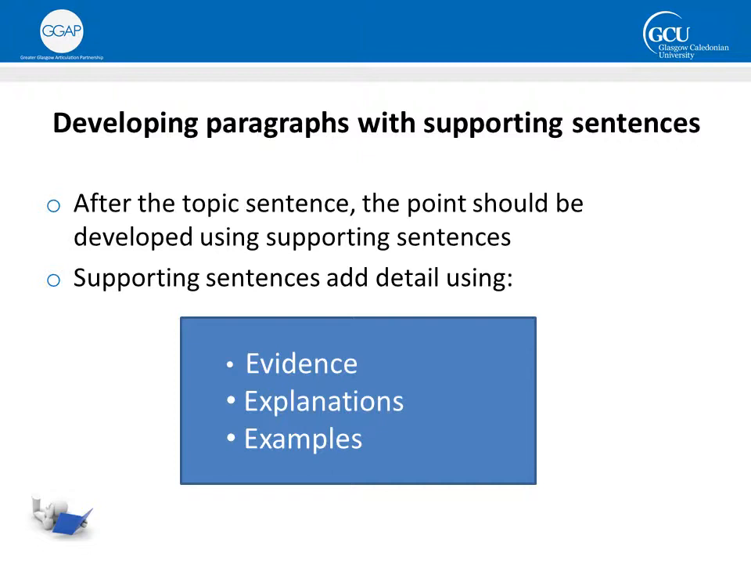Once you've written the topic sentence, you need to develop what you've stated using what we call supporting sentences, and those basically just add a bit more detail. A very common way of losing marks in your assignments is to fail to develop a point in enough detail. But how do you actually go about developing a point? Well, there are different ways of adding detail to your point, but some of the most common ways are to use supporting evidence, explanations, and examples. To help you see how these can be used to develop paragraphs, we'll take a look at an example in the next slide.